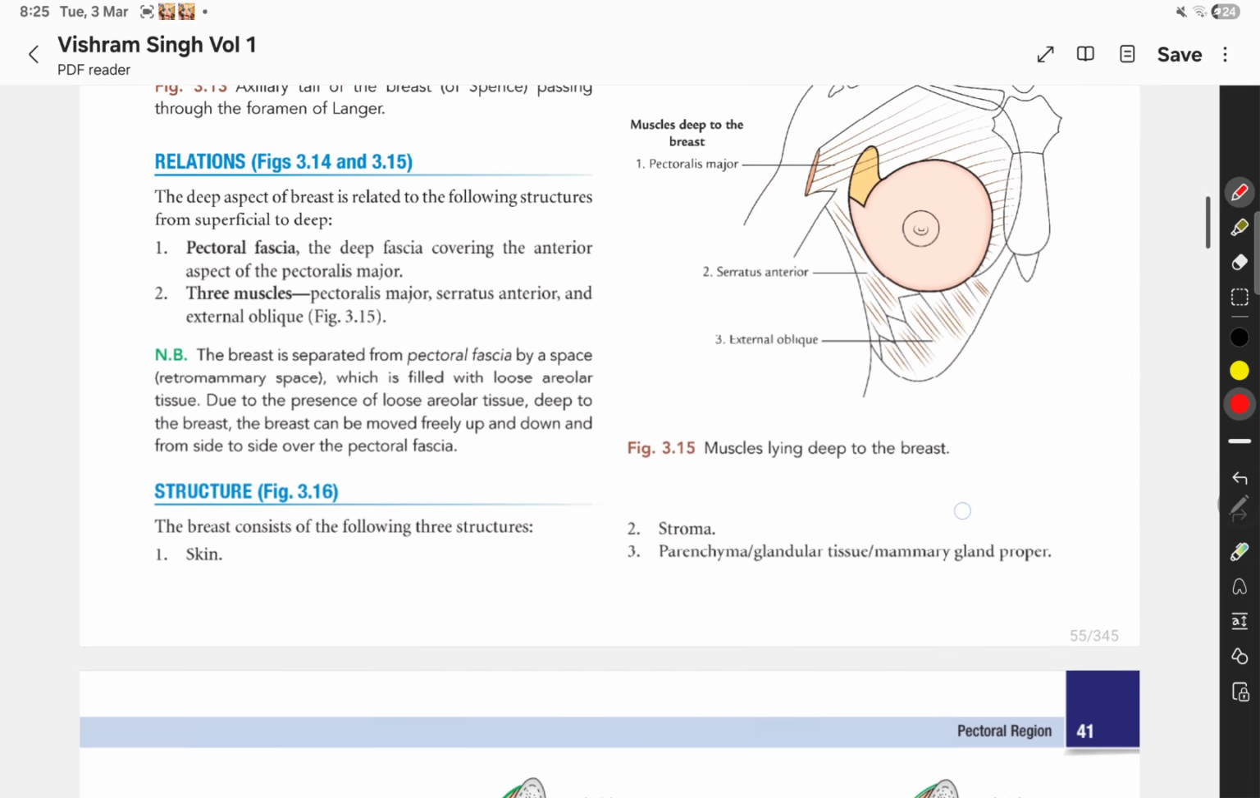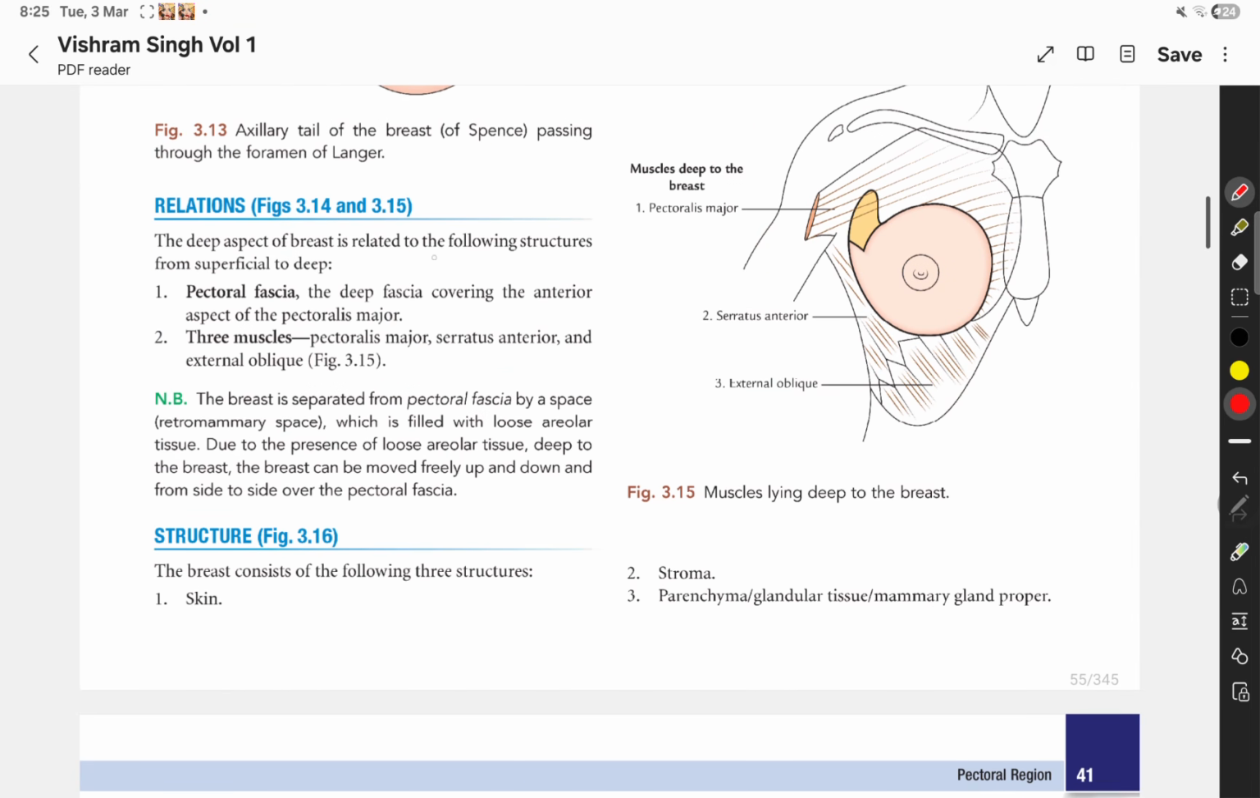Next, we'll study relations. The deep aspect of breast is related to following structures from superficial to deep. Pectoral fascia, the deep fascia covering the anterior aspect of pectoralis major. Three muscles: pectoralis major, serratus anterior, external oblique. So muscles that are deep to the breast are pectoralis major, serratus anterior, and external oblique muscle. And pectoral fascia covers the anterior aspect of pectoralis major.